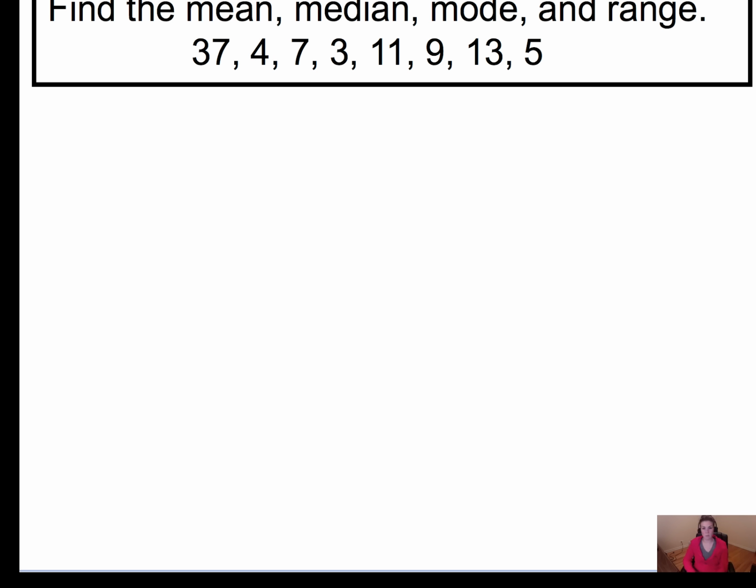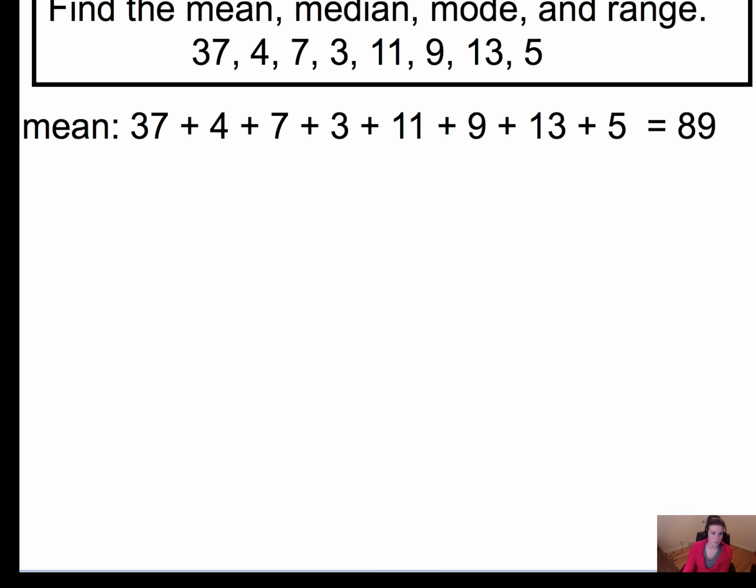Find the mean, median, mode, and range of this data set. So first, to find the mean. In order to do that, the first step is to add all the numbers together, which I did right here. I added them all up and I got 89. But now you have to count how many numbers you added in order to do the next step. So we added 1, 2, 3, 4, 5, 6, 7, 8 numbers. So you take that total number 89 and then you divide by 8 because that's how many numbers we added, and then you get 11.125.